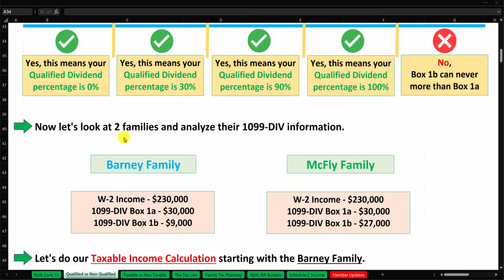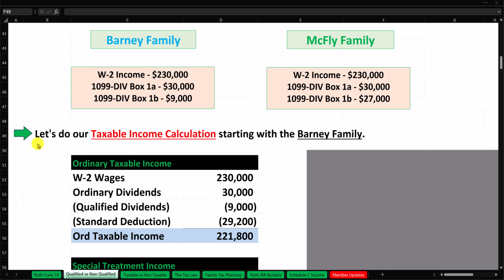Now let's look at two families and analyze their 1099 div information. Over here we have the Barney family, and then here we have the McFly family. The Barney family has W-2 income of $230,000. They have a 1099 div box 1A with $30,000 in it, and a 1099 div box 1B with $9,000 in it. Over here, the McFly family is also working with W-2 income of $230,000. They have a 1099 div box 1A also with $30,000 in it, and a 1099 div box 1B with $27,000 in it.